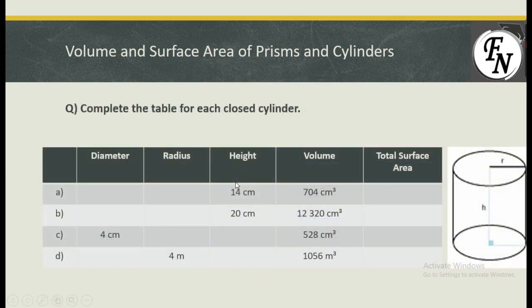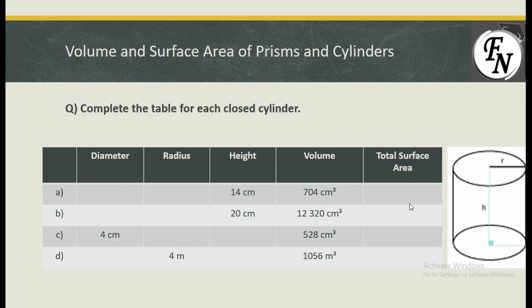Then we should look at such cases where we have tables to be filled, and I have made a cylinder shape over here. This is the radius and this is the height. And when we talk about diameters, we know that when we multiply radius by 2 we get the diameter, or when we divide diameter by 2 we get the radius. So now, talking about how to fill the table, we will be using the formula for the volume first, as volume is given in all the cases, and then we will find the radius from the formula, and then after finding the radius we can find the diameter and the total surface area as well.